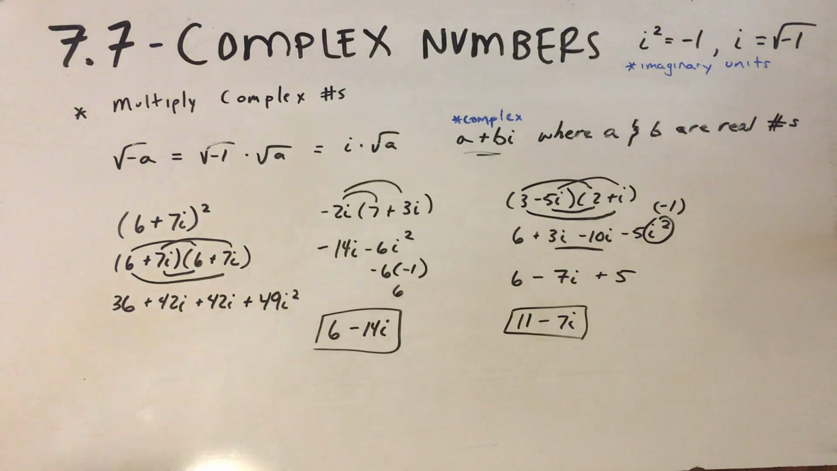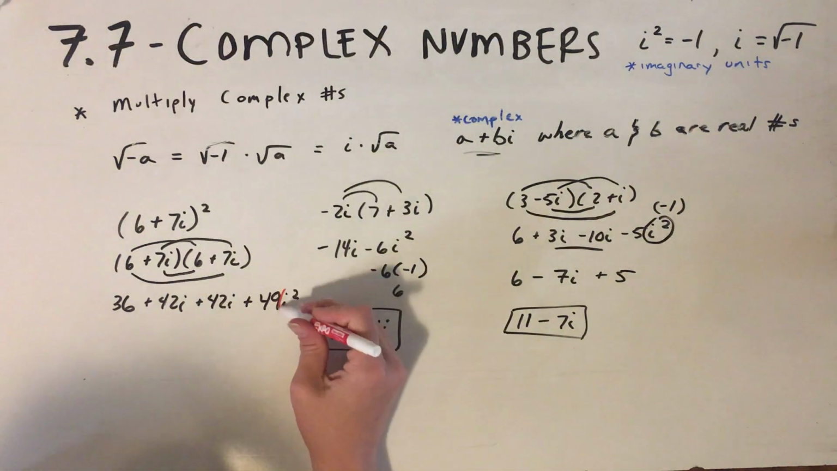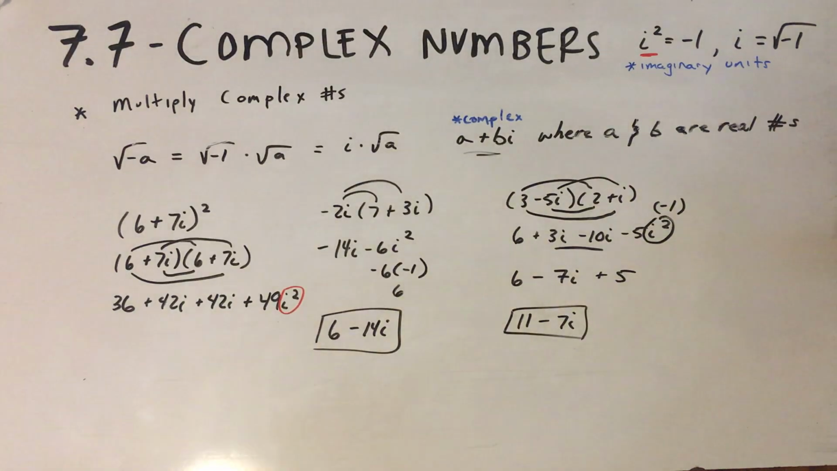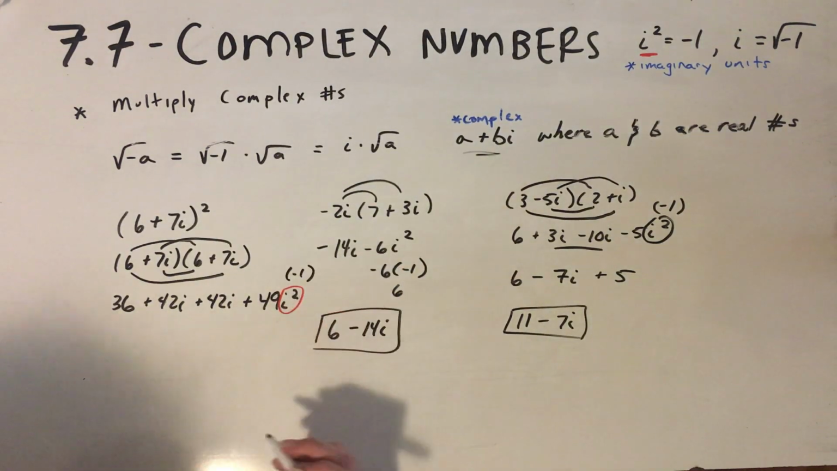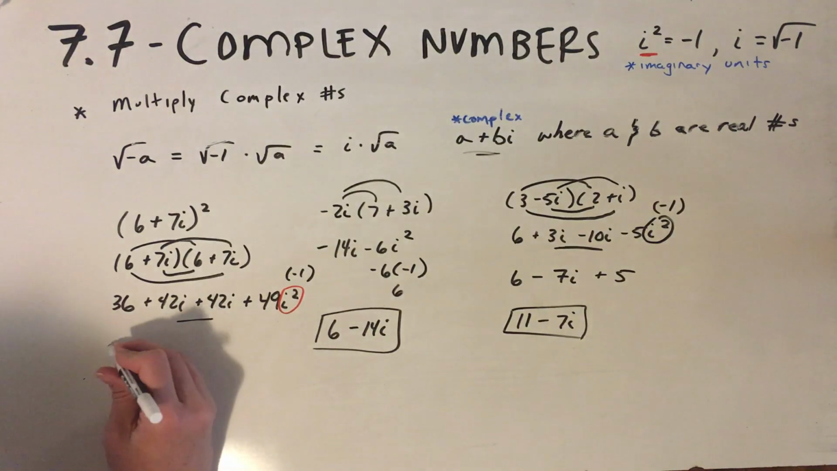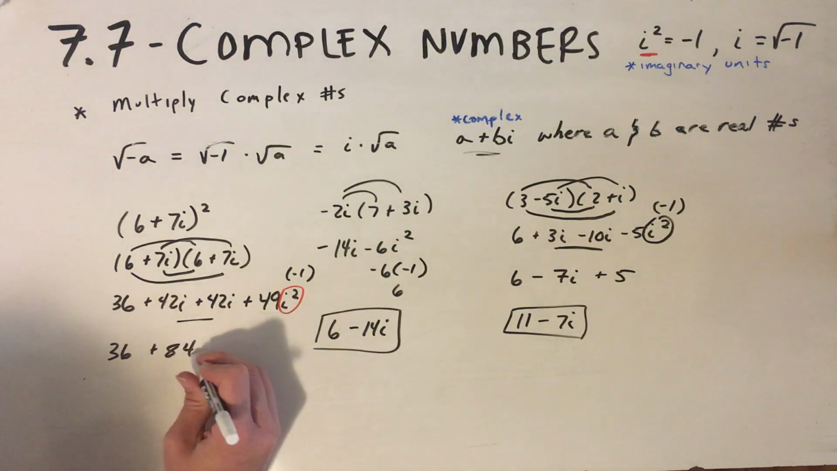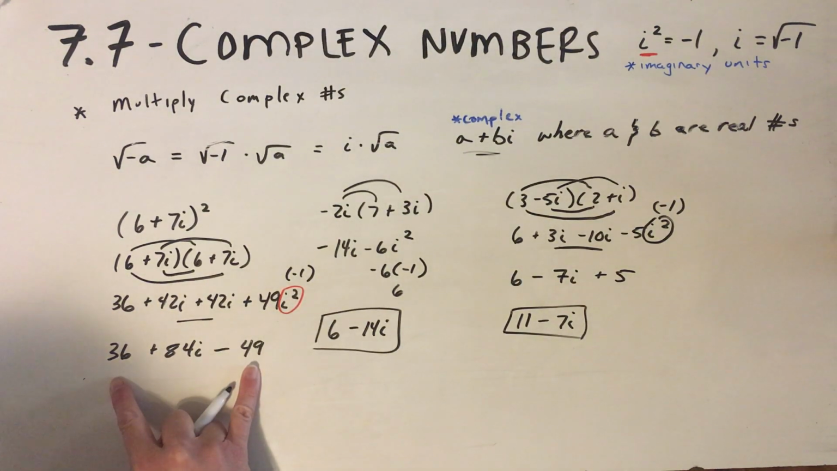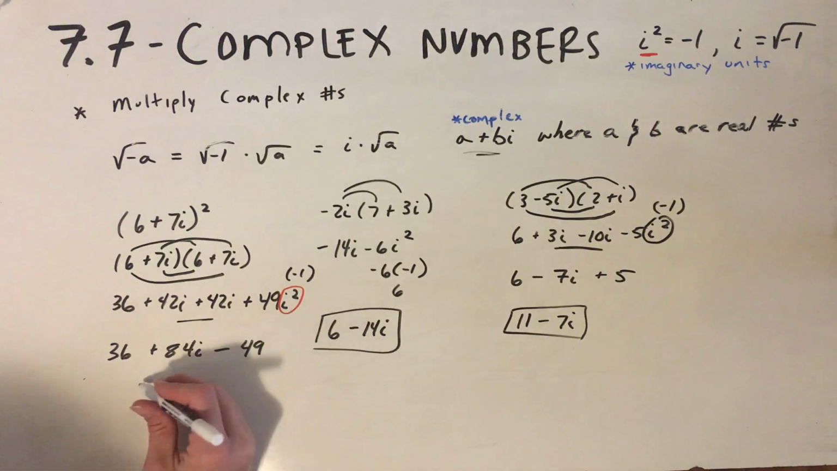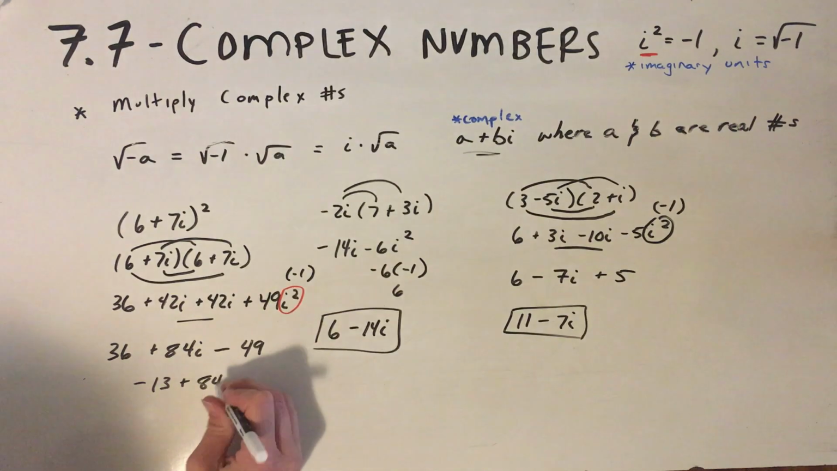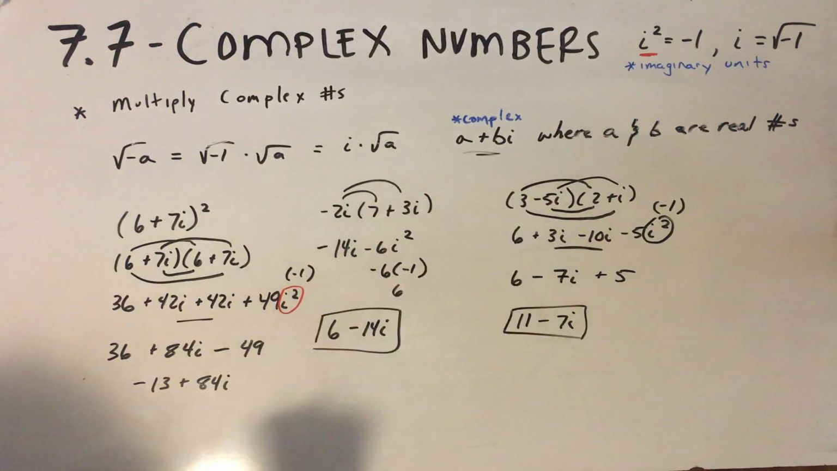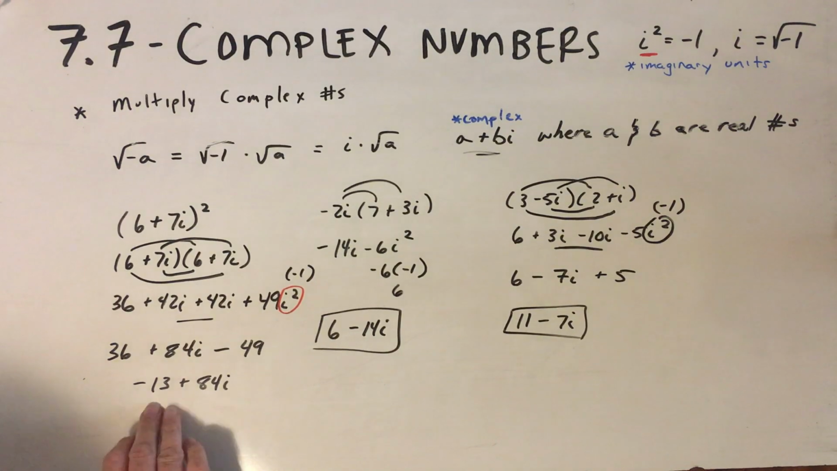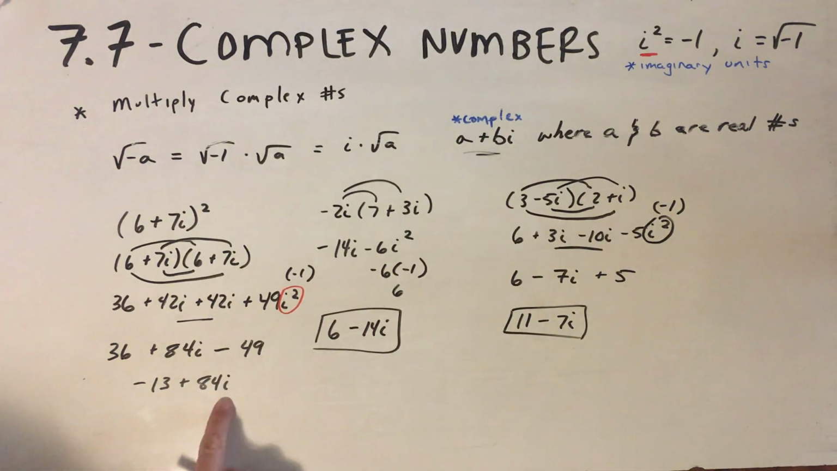Again, any time that you have this i squared here, it's going to be the value of -1. So I'm going to substitute the value of -1 there. These are like terms. So I'll have 36 plus an 84i and then minus a 49. When I combine these two together, I'll get a -13 plus 84i. Again, writing it here in this complex number form. So this -13 is a combination of -49 and 36, plus 84i. This is a special product. It's a complex number squared.